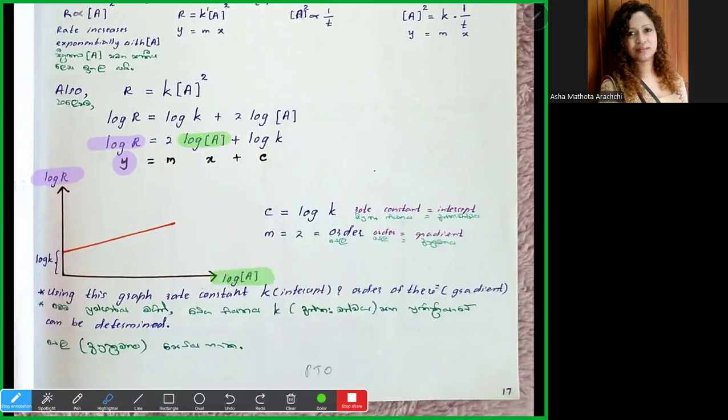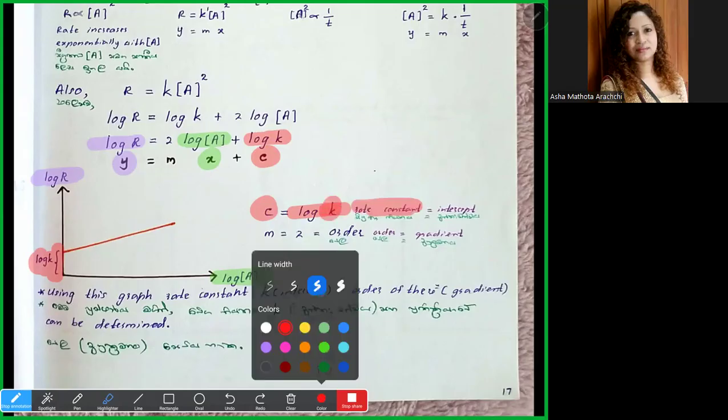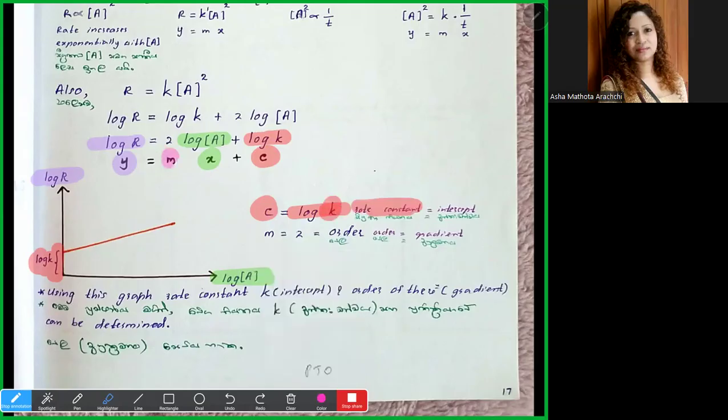See, the log A is my x-axis. Then you're going to get y equals mx plus c, kind of a graph. Then my c is log k. So log k is c. So using the intercept, log k, I can find the rate constant. And then the gradient, my gradient m is 2. So knowing the gradient, I can calculate the order. 2 is the order here. Clear? Using this method again, you can calculate K and order.